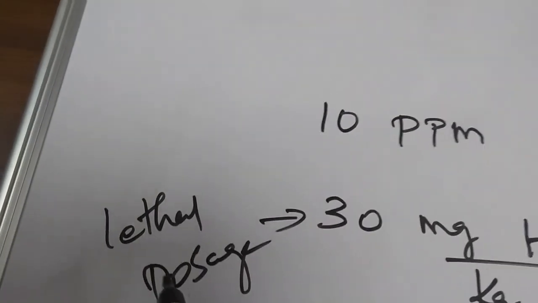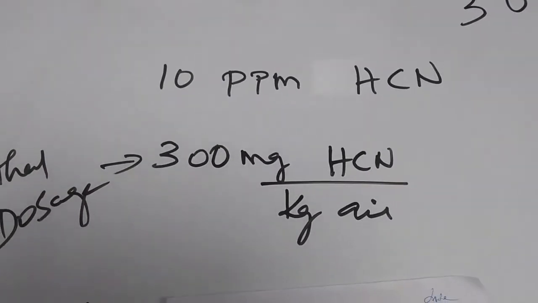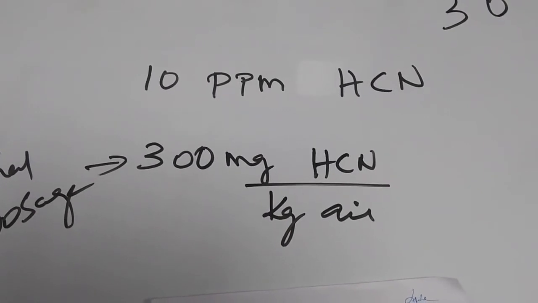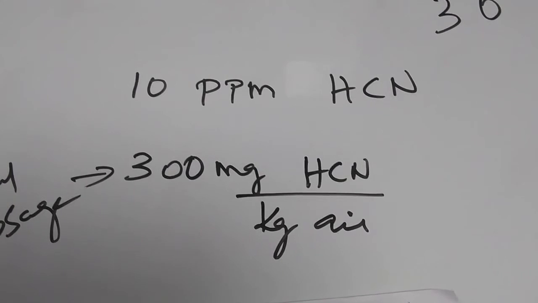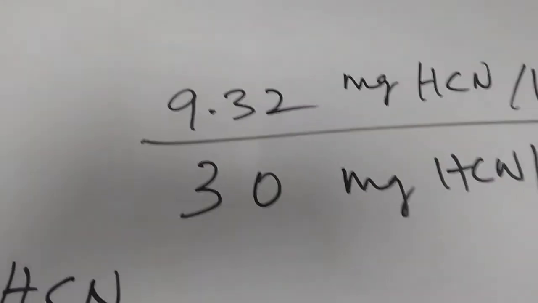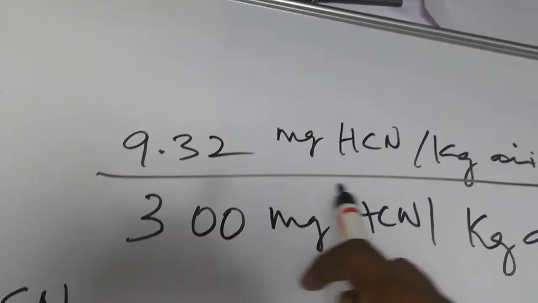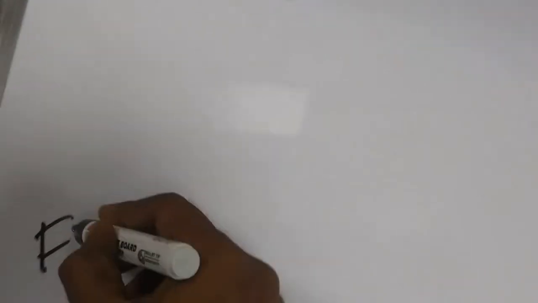Okay, so what is the lethal dosage? It is 300 milligrams HCN per kg air. Okay, lethal dosage is 300 milligrams HCN per kg air, right? So that way it is 9.32 milligrams divided by 300 milligrams. So we get the fraction of current value to, what we get?